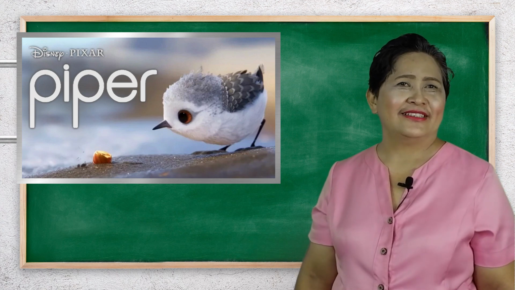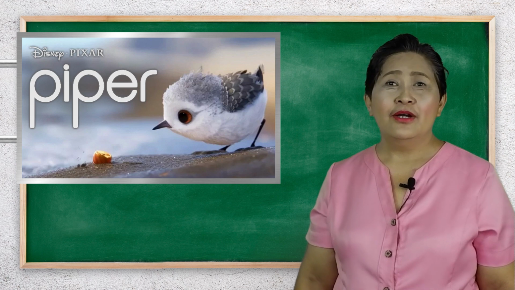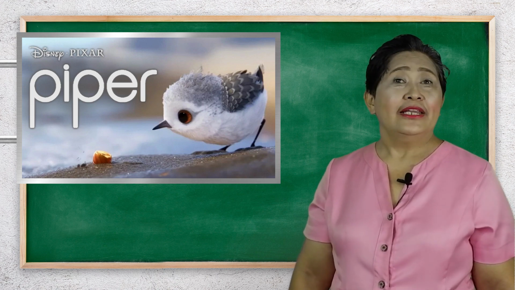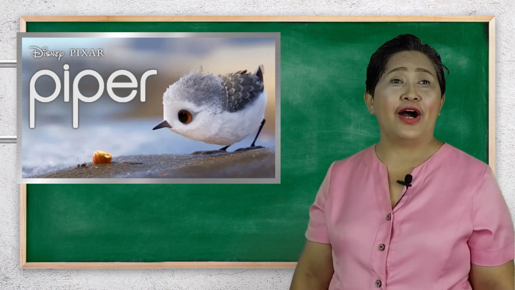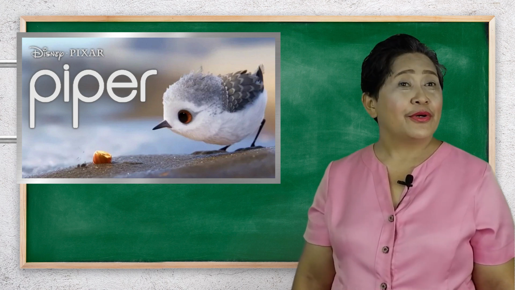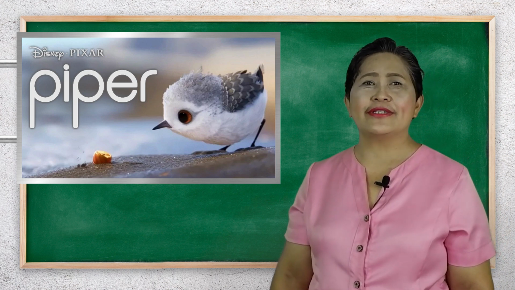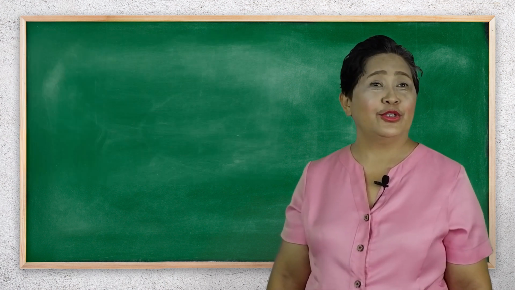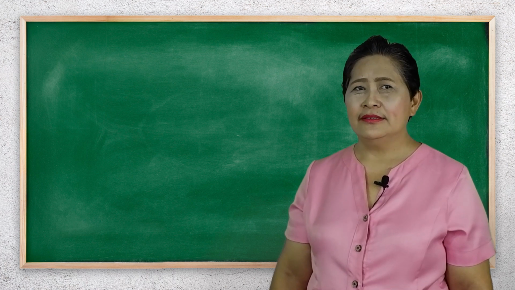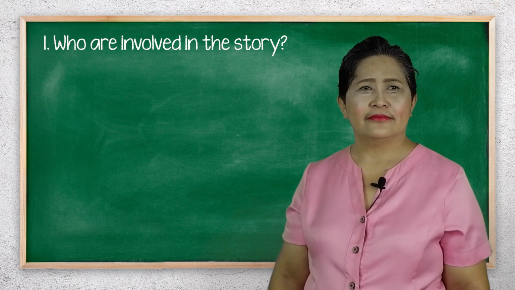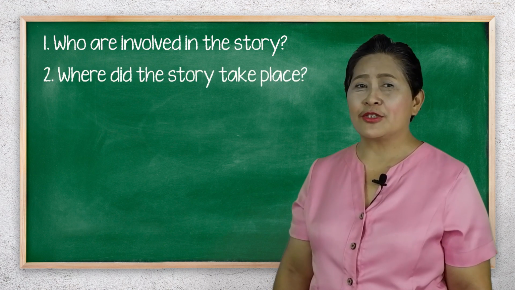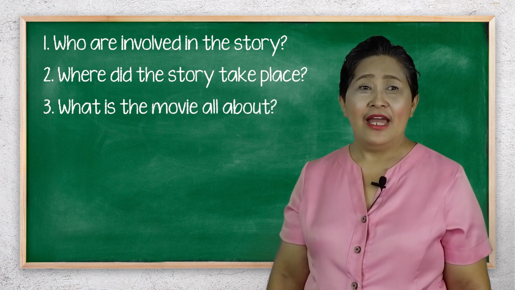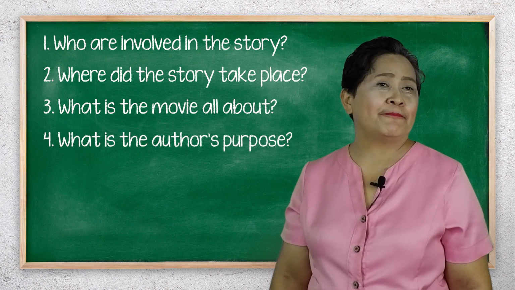How was your viewing? Did you like the short film? Were you able to take note of the things that were mentioned above? Now, let's try if you can answer the following questions. Directions: read the questions carefully and write your answer on the space provided in your module. Number 1, who are involved in the story? Number 2, where did the story take place? Number 3, what is the movie all about? Number 4, what is the author's purpose?